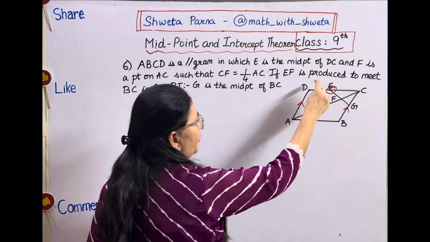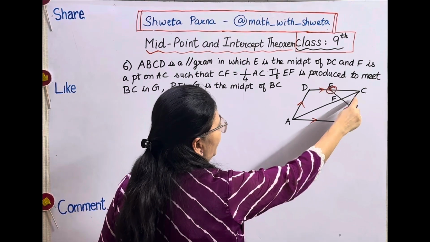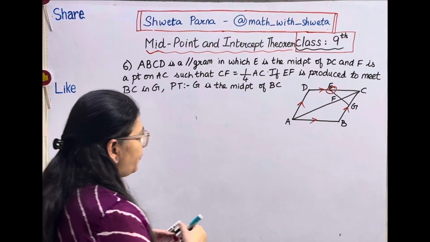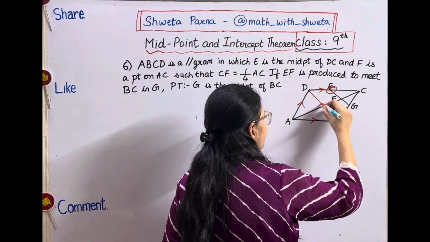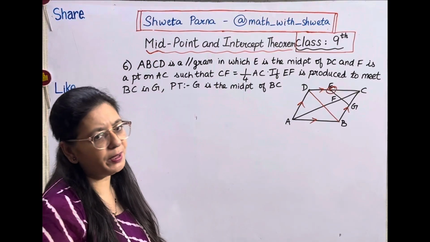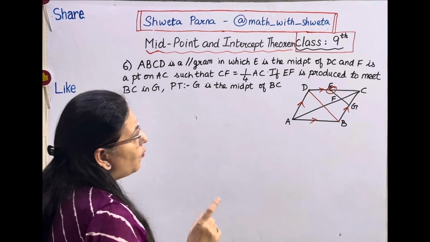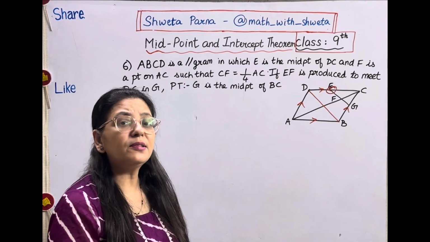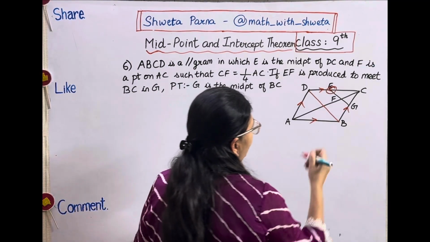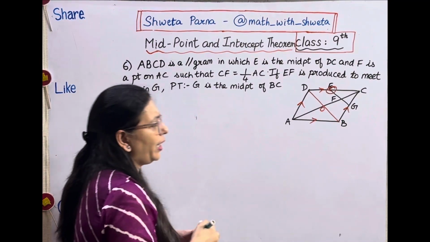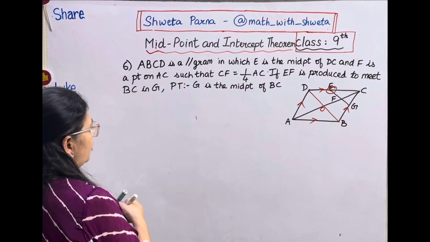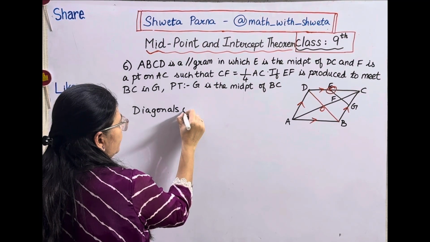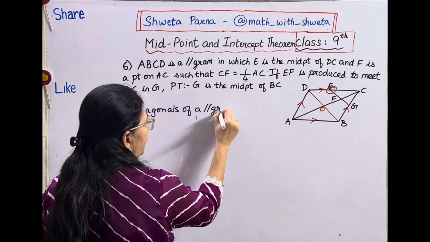Now, if EF is produced to meet BC in G, you have to prove that G is a midpoint of BC. First thing, you are going to draw a diagonal. Okay, join BD, you will join the diagonal. Now, what are the properties? What is the property of a parallelogram as per the diagonal? The diagonals bisect each other. Say for example, I name this as O. Okay, so diagonals bisect each other. You will have to write diagonals of a parallelogram bisect each other.